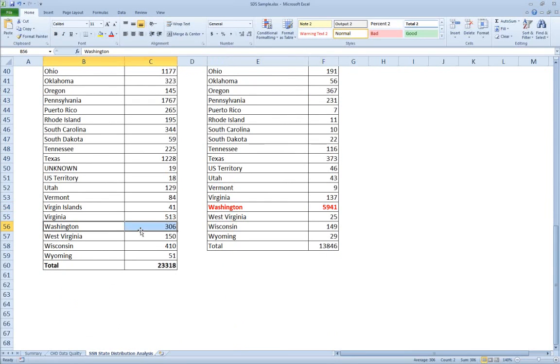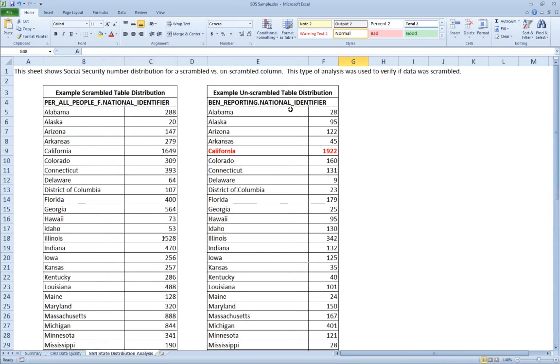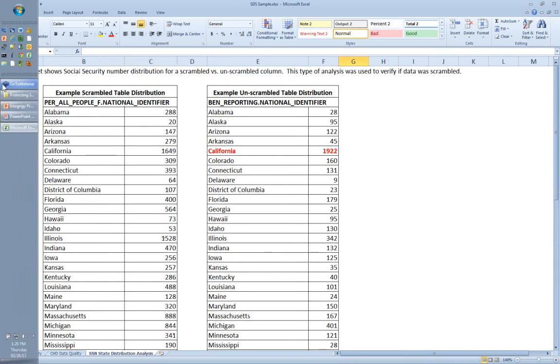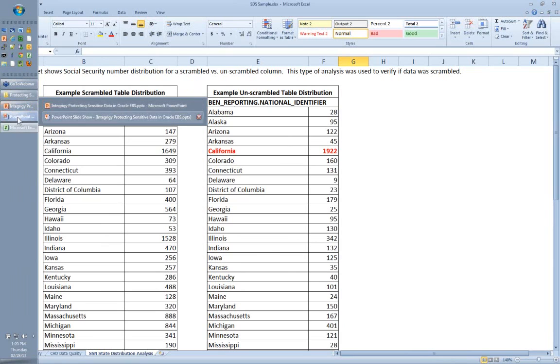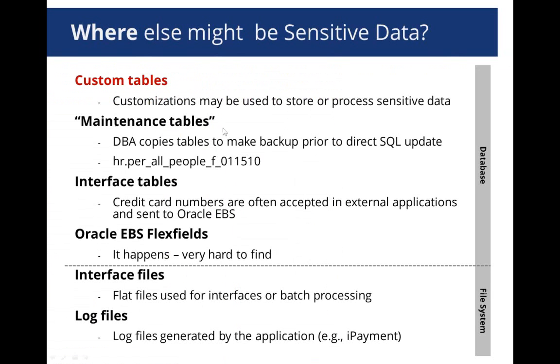So we were actually able to determine that this one table to the right was actually unscrambled Social Security numbers, and the one to the left was scrambled Social Security numbers. So those are the kind of analysis that you need to do to go through and figure out, okay, is my data scrambled? Isn't it scrambled? Are these actually valid Social Security numbers and things like that? So that's just giving an overview of some of the things that we look at when we go through the analysis of finding sensitive data in the environment.